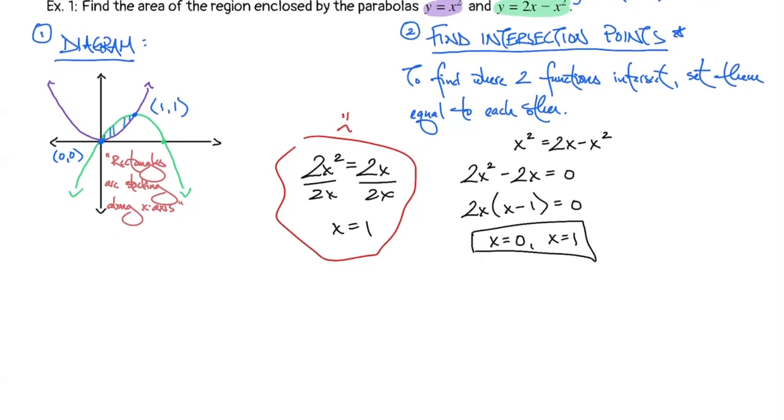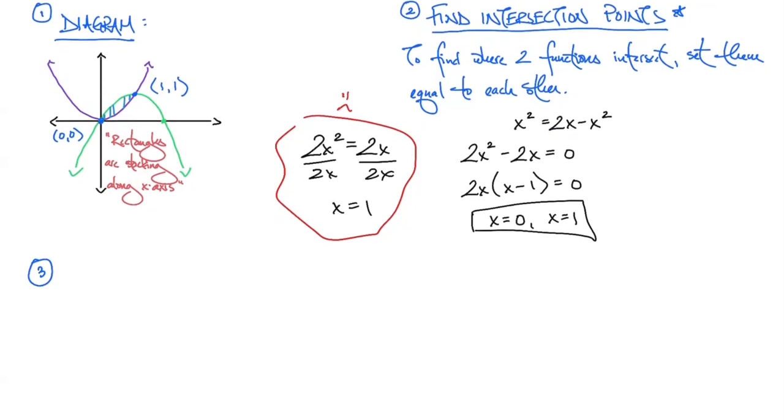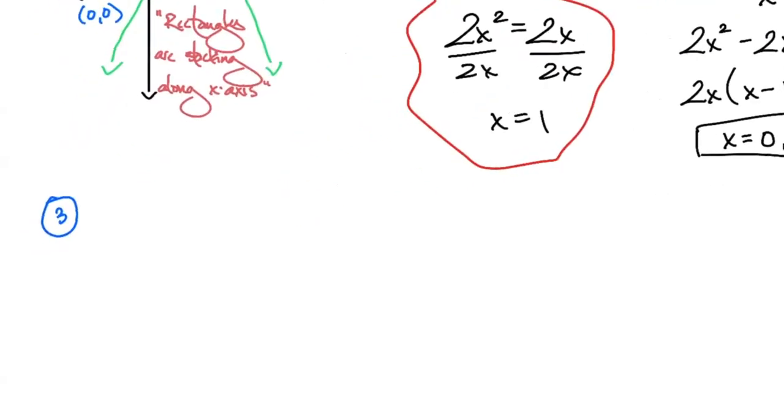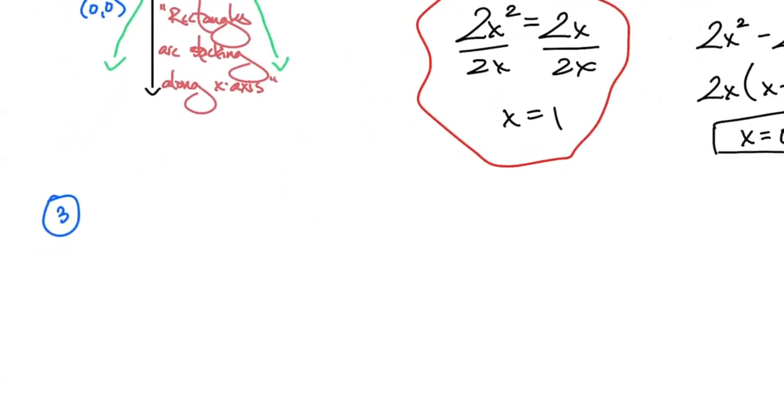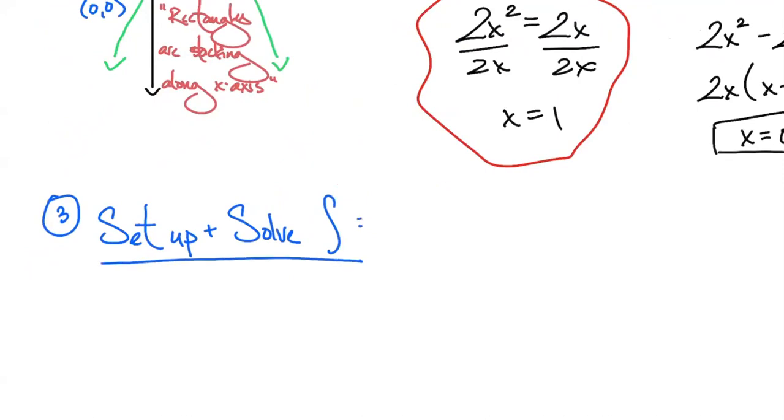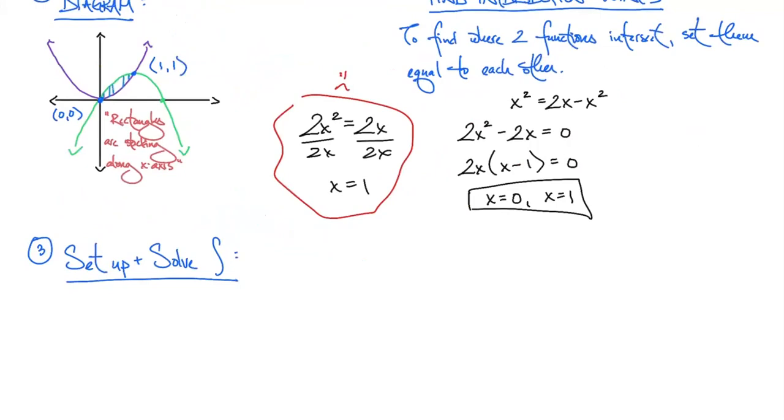All right, so let's go ahead. We've done the diagram, we've done finding the intersection points, and now we're going to actually set up and solve our integral. In general, when we see x squared, we know that there are going to be 2 factors exactly. All right, so now we are going to set up and solve the integral. This is our very first problem.